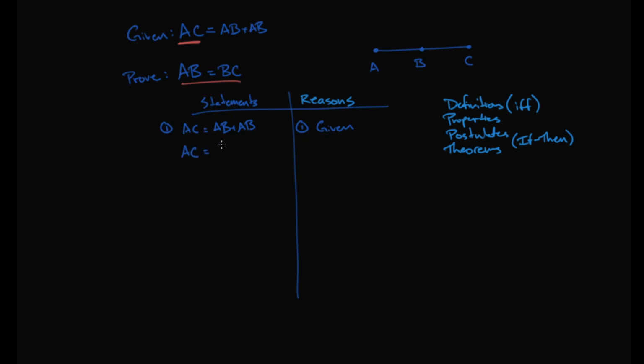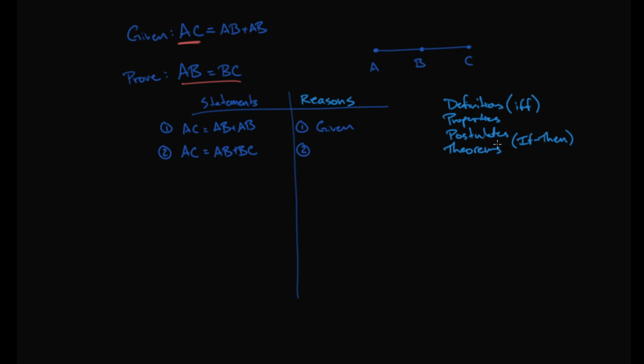So this is AC is equal to AB plus BC. So this is statement number 2. I'll number it, and then I will give my reason. And so why do I know this to be the case? I have to think about here, this comes from a definition, a property, a postulate, or a theorem. My definitions don't really help me out here because I'm just talking about segments. There's no property that helps me out, and we haven't learned about theorems yet. So it has to be a postulate.